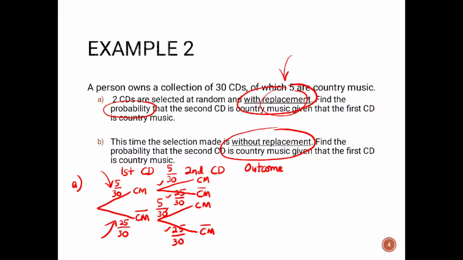Okay, you can simply write this way, CM, CM. That means both CDs are country music, or this one, the first CD is country music, second CD is non-country music, and then we have non-country music for the first CD and country music for the second CD, and finally both CDs are non-country music.